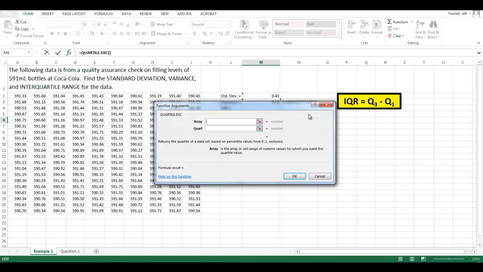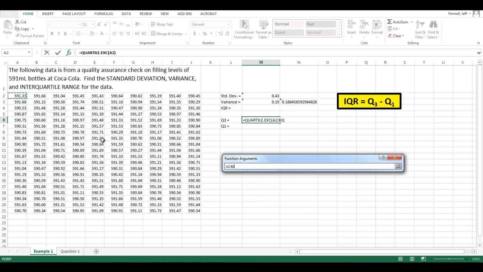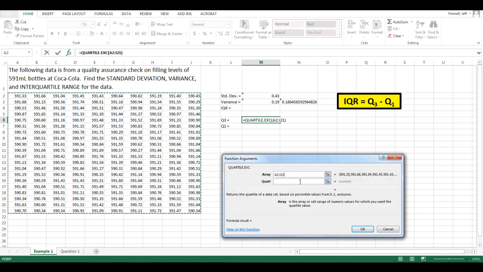So using quartile.exc, again, I can see that there are multiple arguments in this function if I want to see what those arguments are. As I highlight on array, it tells me array is the array or cell range that we're dealing with. Well, those are our data points. The next argument, quart, tells me that quart is a number with a minimum value 0. If I'm looking for the first quartile, I'm going to put in 1. If I'm going to put in the median, which is the same as the second quartile or the 50th percentile, I'm going to put in 2. Quartile 3, I'm going to put in 3, and so on. So here I do want the third quartile.